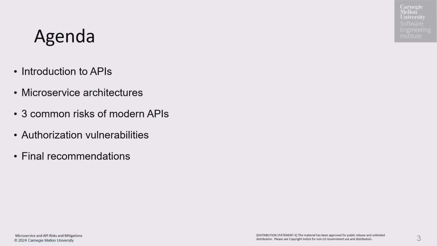And then I'll talk about microservice architectures, what they are, and why they're relevant to APIs, and then go into some risks and vulnerabilities, along with some final recommendations on how to deal with those risks and vulnerabilities.